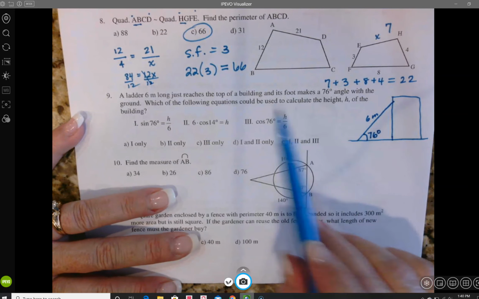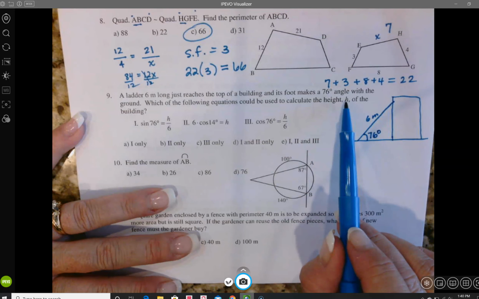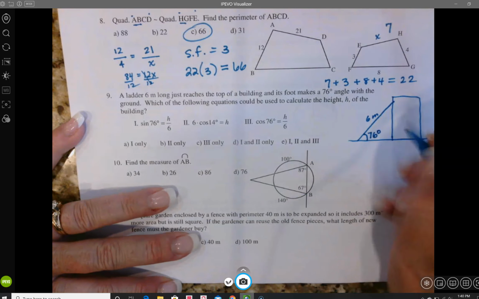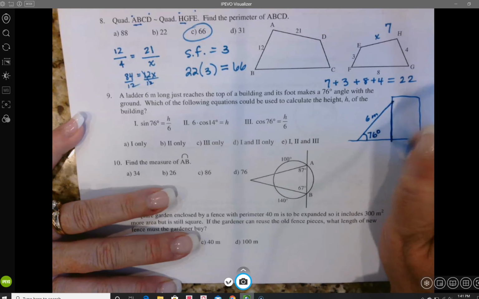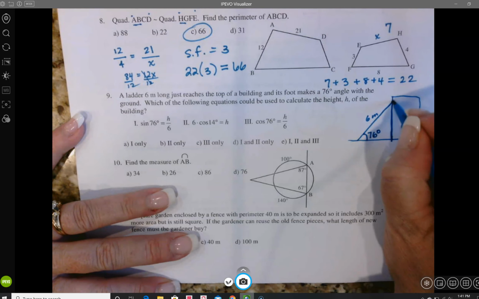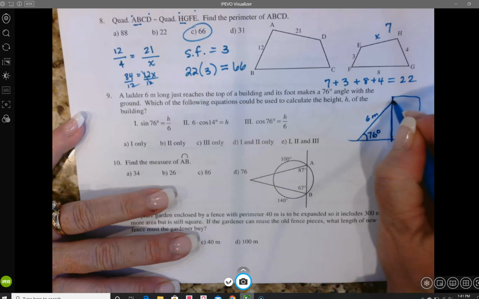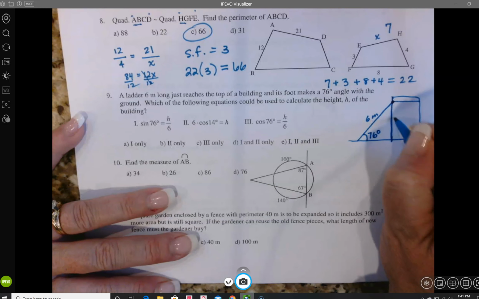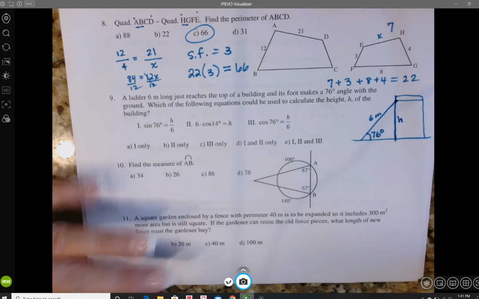So what we want to be able to do is find the height of the building. So the height of the building, or the height to the place where the ladder touches it, I should have drawn my ladder more exactly at the top. We'll just say this is the top. I want to be able to find the height of the building.